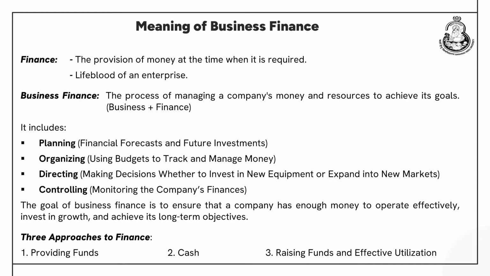Now, what is business finance? Business finance consists of 2 words, business and finance. The process of managing a company's money and the resources to achieve its goals. Now, business finance includes 4 things, that is planning, organizing, directing, and controlling.